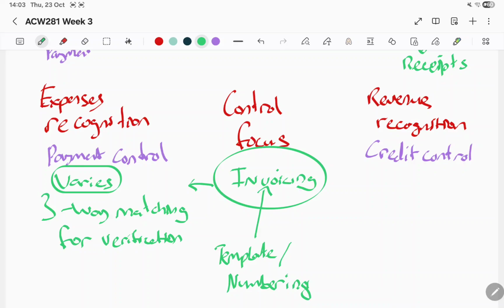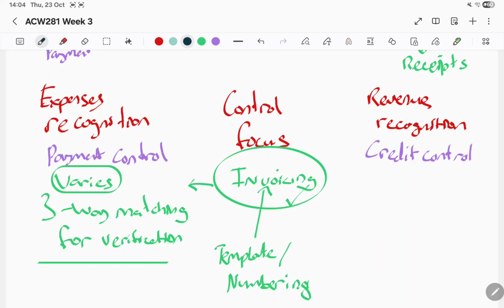Because we might have one supplier using software from AutoCount, one supplier using software from SQL, and both of them produce different types of invoice with different template, with different numbering, and as a result you will have a different way to ensure that this invoice is valid or not, right? And to ensure those invoices are valid, you can opt into the three-way matching verification.